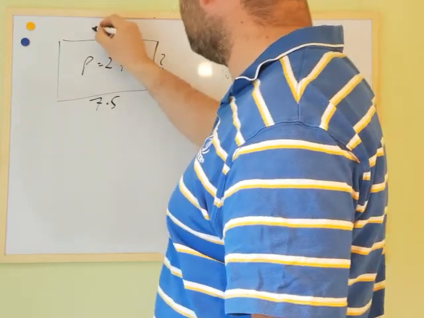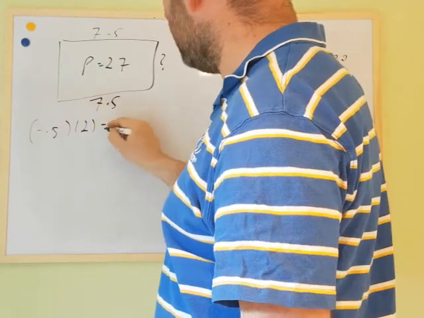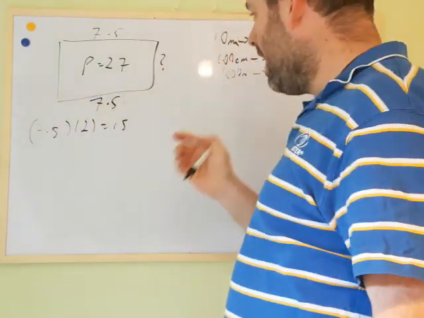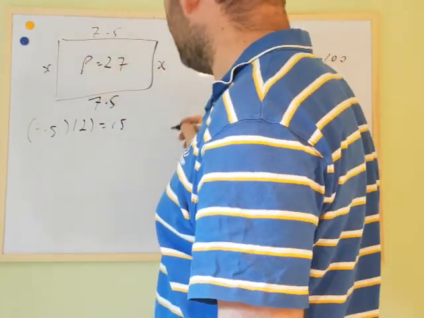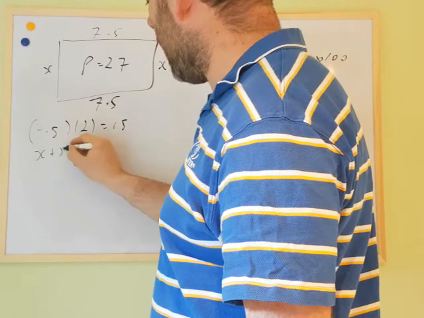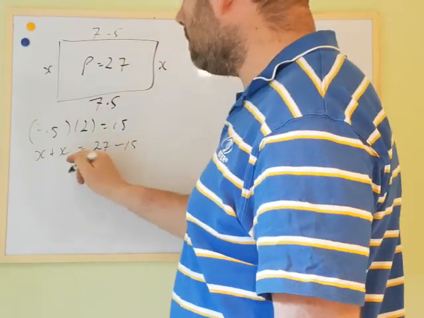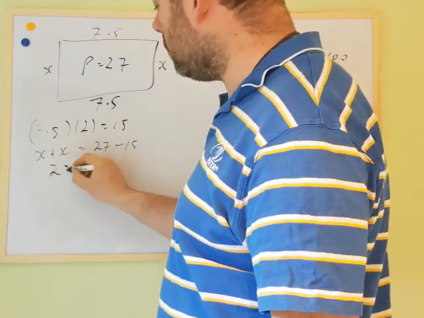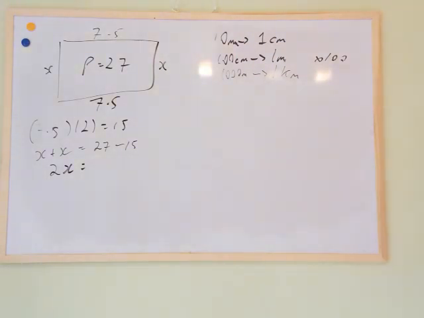Okay, well, if that's 7.5, then that's 7.5. 7.5 by 2 is equal to 15, okay? So that means this length, I'm going to call it x, and this length here, x. So x plus x is equal to 27 minus 15. Well, x plus x, as we all remember from our algebra, is equal to 2x. It's not equal to x squared, okay? X squared is x times x. If I have one x and I add another x, I have two x's.